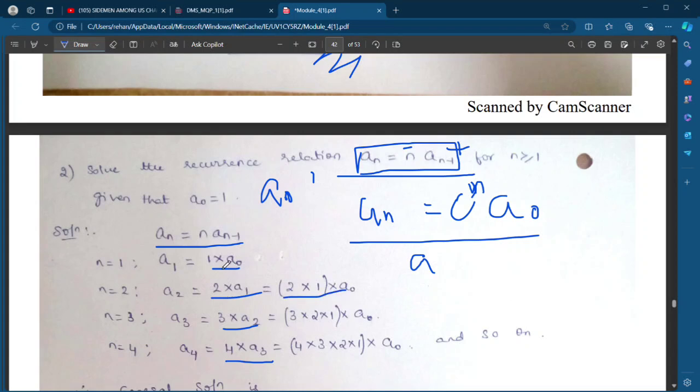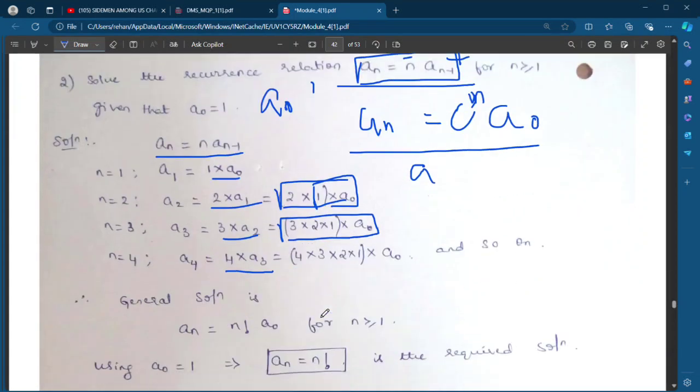Same way you can see here they have written the same thing. 2 into a1, what is a1? 1 into a naught. Then 3 into a2, what is a2 now? This whole thing is a2. So 3 into 2 into 1 into a naught. Then a4 is also 4 into a3. What is a3? This whole thing is a3. So 4 into 3 into 2 into 1 into a naught, like that.